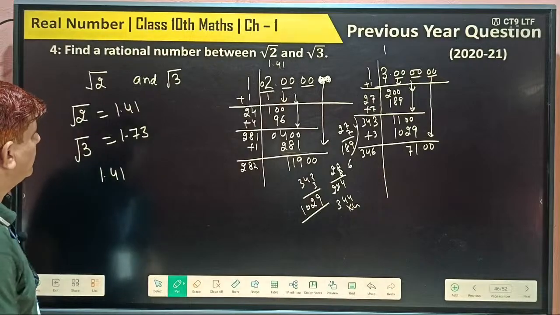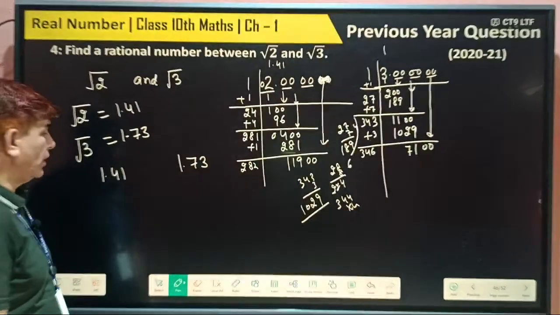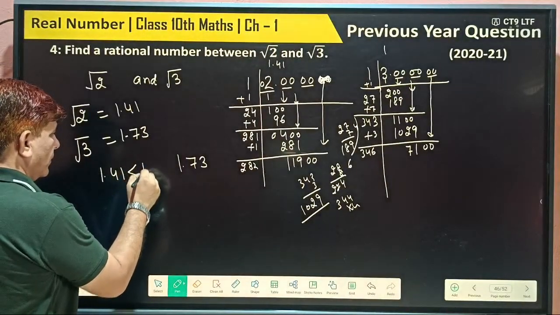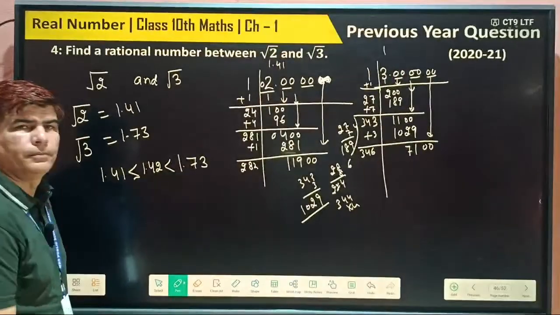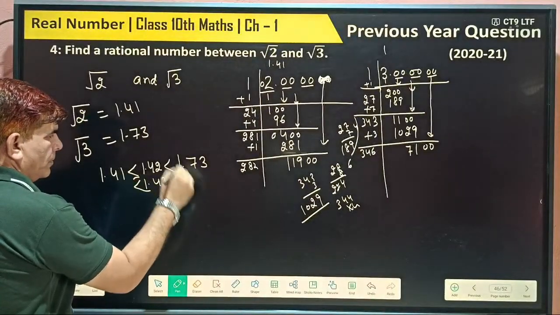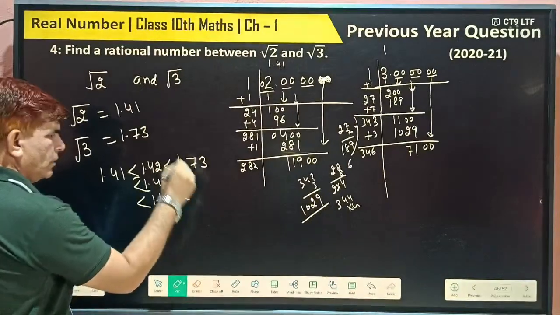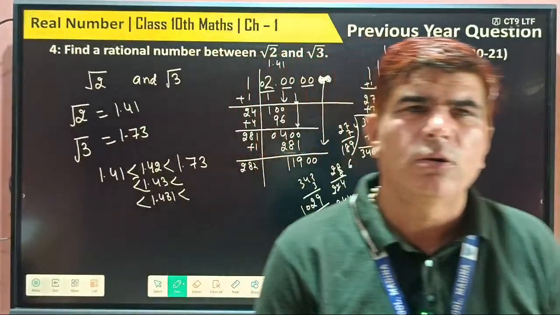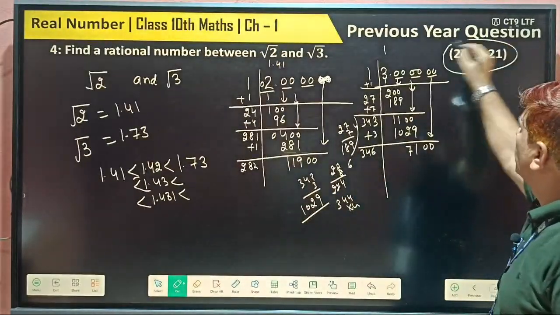Find the rational number between 1.41 and 1.73. How many are lying? Infinite. I can write like this: greater than this and 1.42 less than it. 1.43. 1.431. So in this way, how many? Infinite. So we can find this. This type of question came in the year 2020-21.